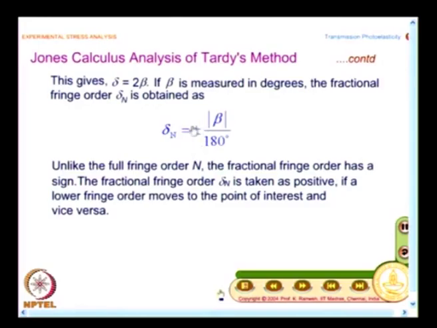The sign has to be attached based on whether a higher fringe order has moved to the point of interest or lower fringe order has moved to the point of interest, and this has made conventional analysis very simple. Conventional analysis became very simple because you have a way of finding out the sign of the fractional retardation.